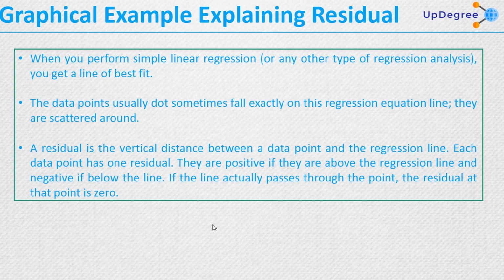So whenever we have this regression line, that is the line of best fit, sometimes the data points or the dots fall exactly on the regression equation line, or they might be scattered around, which is the most probable thing. So a residual is the vertical distance between a data point and the regression line. Each data point has one residual, and they are positive if they are above the regression line and negative if they are below the regression line. If the line actually passes through the point, the residual at that point is 0. So let us go for one graphical example for better visualization.